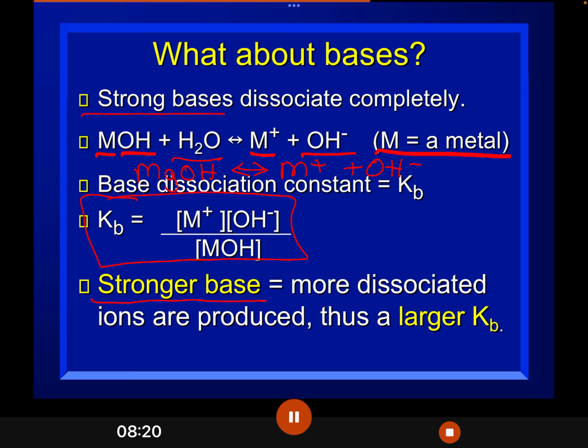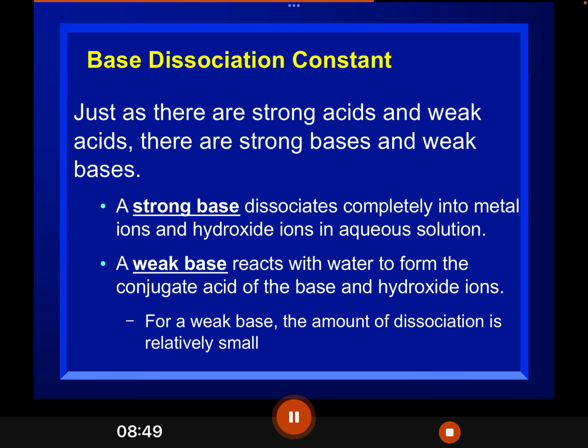Just like acids, the stronger base means that more dissociated ions are produced because it has a larger Ka. So the larger the Ka, the more OH are produced. And that's pretty simple. It's the exact same concept as Ka. It's just for OH minuses instead of for H plus. Okay, so this is just more the same thing. You can read that.